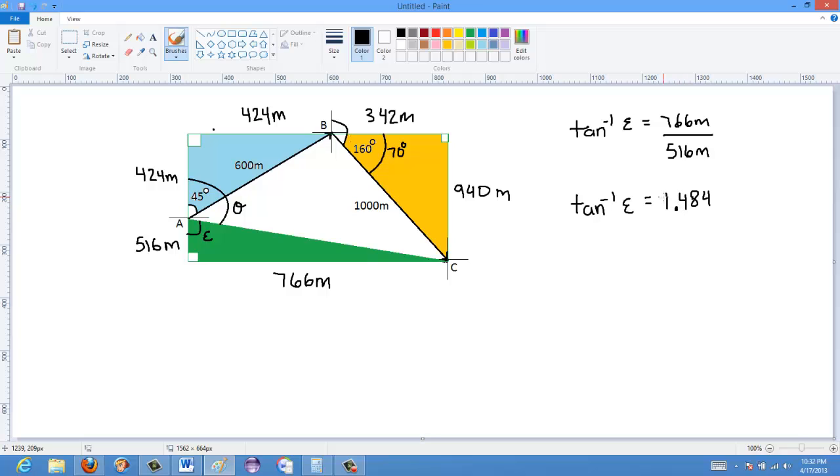Okay, so I'm going to go in my calculator that's not on the computer and figure this out. So when I say second function tan of 1.484, I get that epsilon is equal to almost exactly 56 degrees. Okay, so now if this is 56 degrees, that means that this was 180, like from north to south. So theta then is equal to 180 degrees minus 56 degrees. Okay, and that means that theta is 124 degrees.